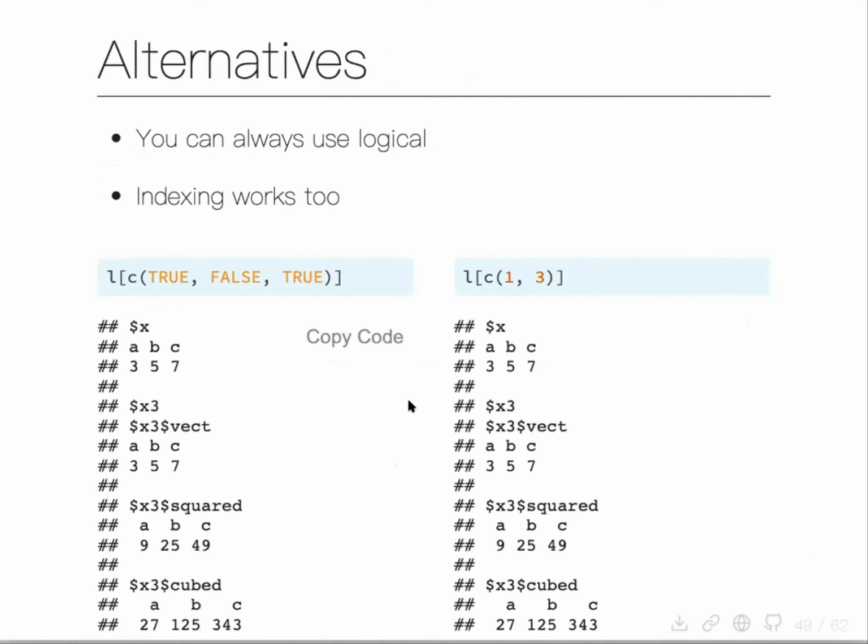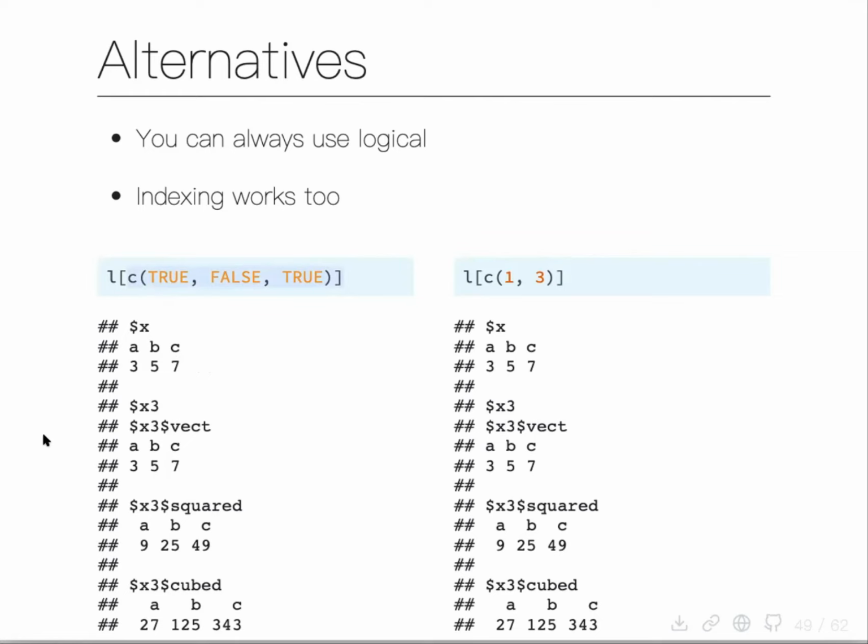Alternatively, we can also use logical indexing to subset vectors, or well, any vector, including lists, okay? So here I have L, and I'm giving it a logical vector: true, false, true, okay? So this is going to give me the first and third elements of that list, okay?